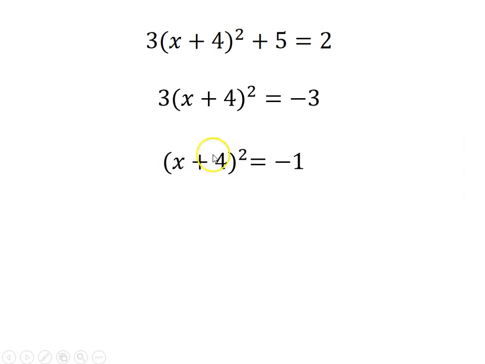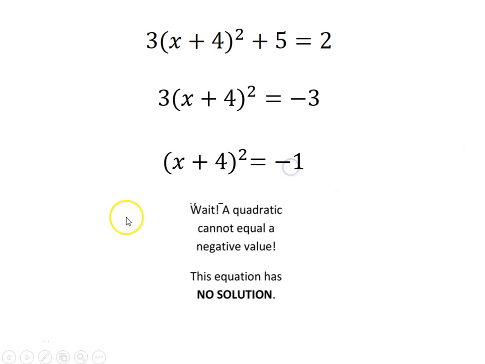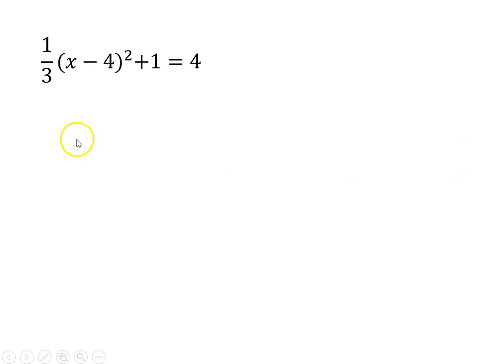So we have to think, well, what does x plus 4 need to be? What squared is negative 1? Well, nothing. A quadratic cannot equal a negative value. No matter what number goes in here, whether it's positive or negative, doesn't matter. Once you square it, it will always come out as a positive. So there's no solution because of this. Nothing squared will ever be a negative number. So no solution.